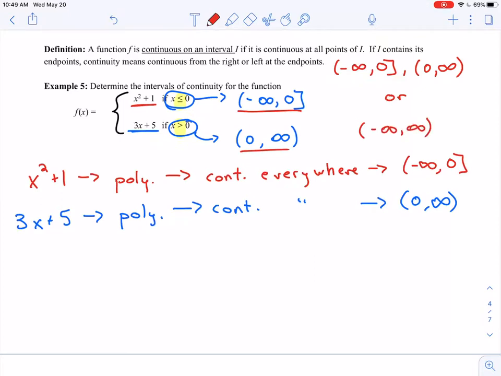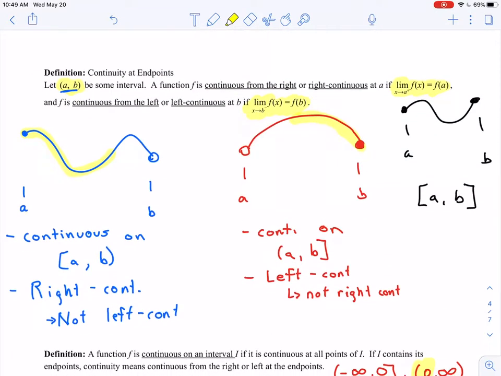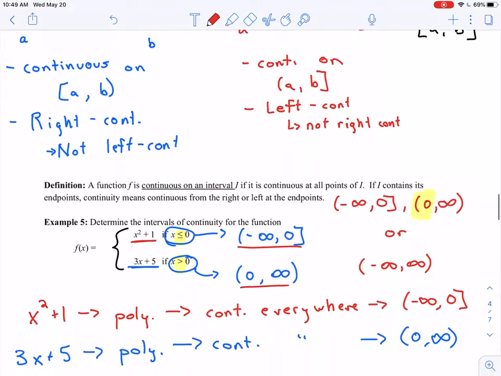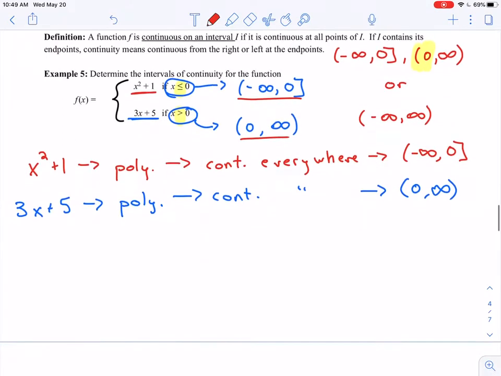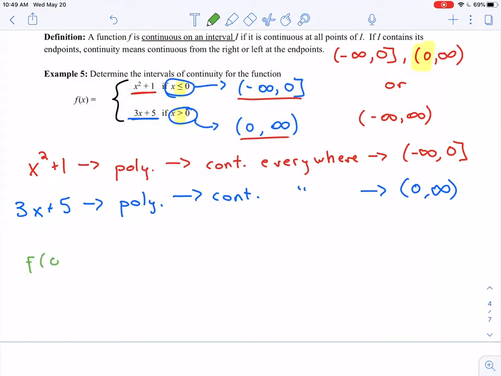So what we need to determine is whether this function is going to be right continuous at 0. We may need to go back and look at our definition of right continuous. When we talk about right continuous, remember we're talking about the limit as x approaches a from the right-hand side. Is that equal to f of a? So let's start off with the easier of the two, f of 0.